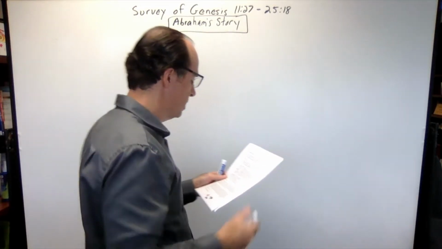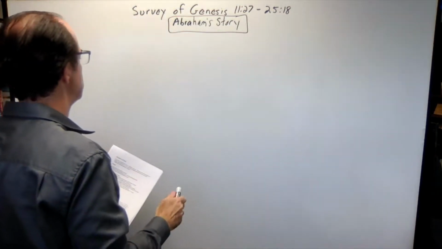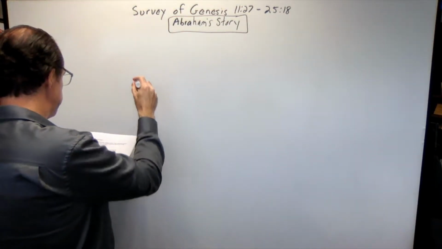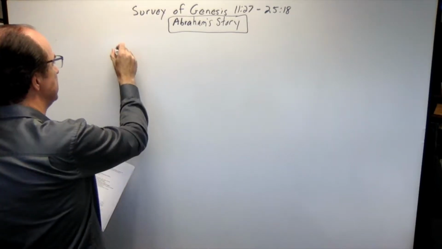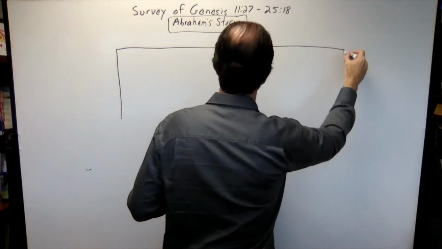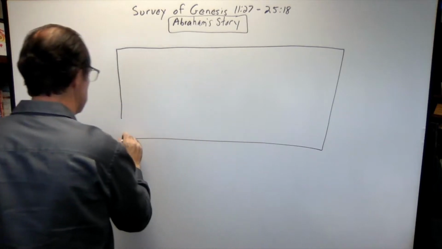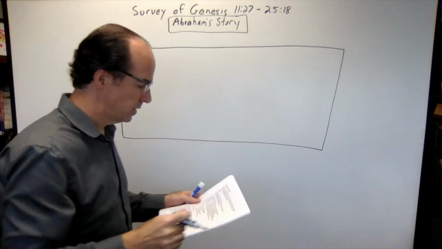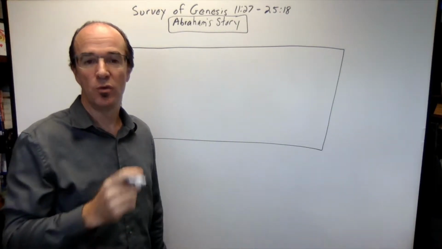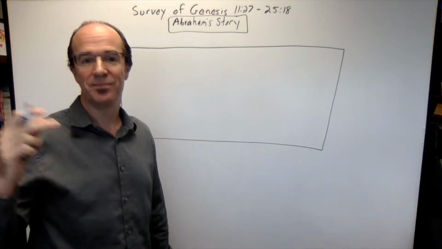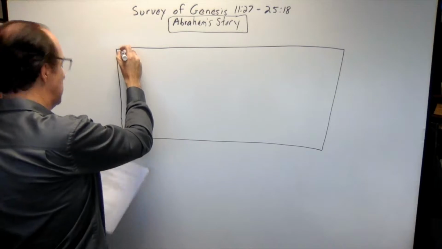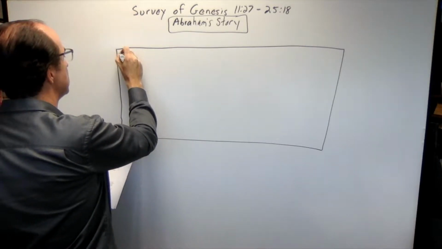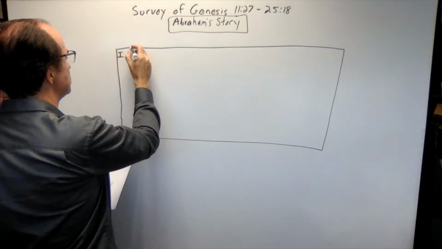I'm going to go straight to a chart and we'll talk about the units and then the subunits. Again, I think the best way to break this text up is to see it in terms of three really large units. Actually, one really large unit, one very small unit, and then a third, a medium-sized unit. I think unit one is God's call and promises to Abraham.